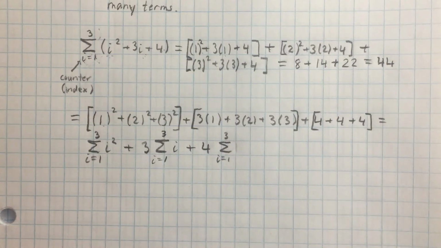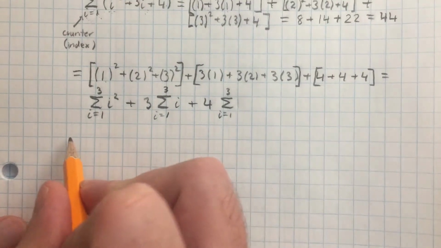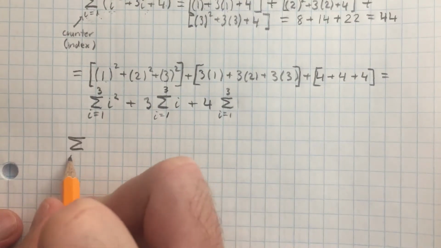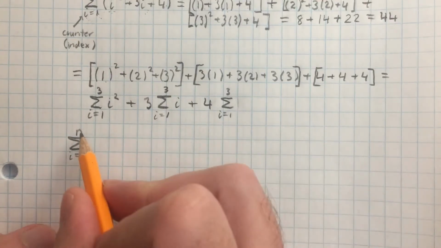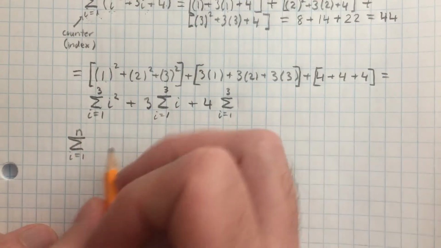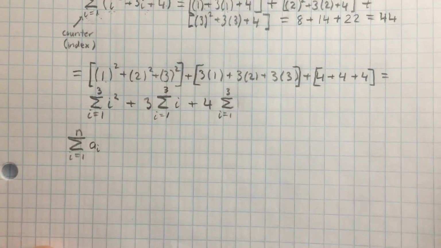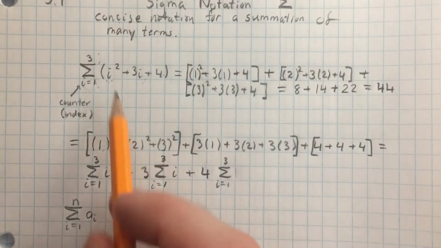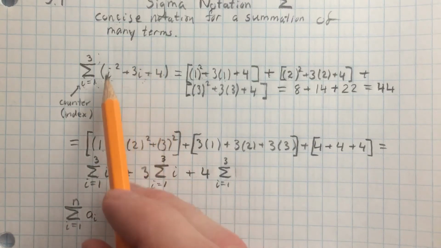This makes it seem credible, at least, that the sigma notation should have the property that if the counter is running from 1 to n, some arbitrary value, of some function of i, like back here, it was i squared plus 3i plus 4. That's what this a_i means. This is some function of i.